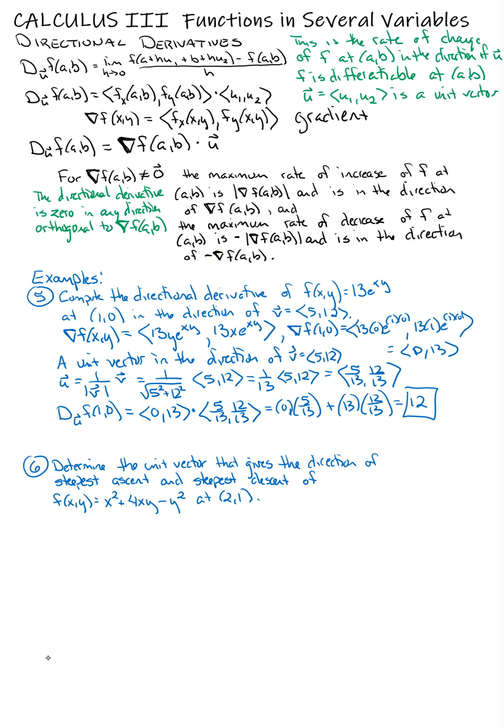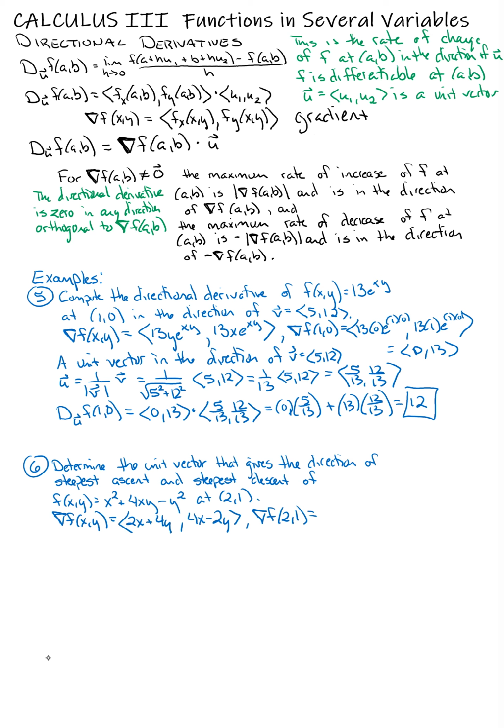All right, so yet again, we will start by finding the gradient of this. The partial derivative with respect to x is 2x plus 4y. For the first component, the second component, what is that? 4x minus 2y. And now we simply evaluate that at our point 2, 1.